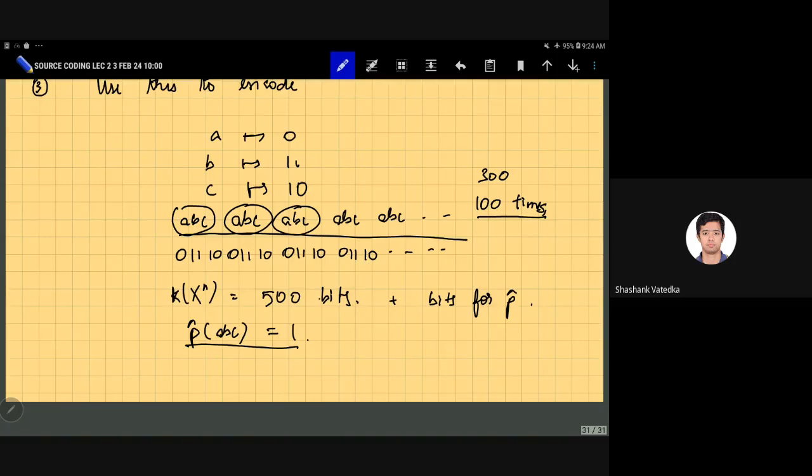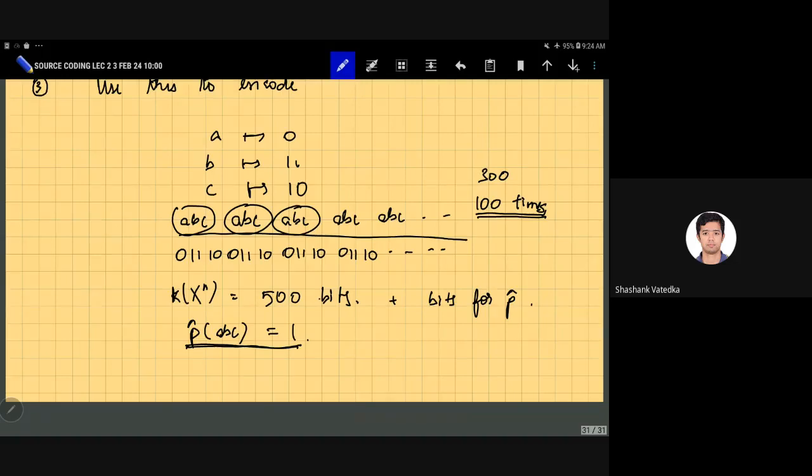So the decoder will first see that there are 100 symbols of length 3, and then p hat of ABC is equal to 1, so that is enough information to say that it is just a sequence of ABCs. But of course, this works only for this particular sequence because we already know that ABC keeps repeating. For a general sequence, you need a slightly different way of encoding.